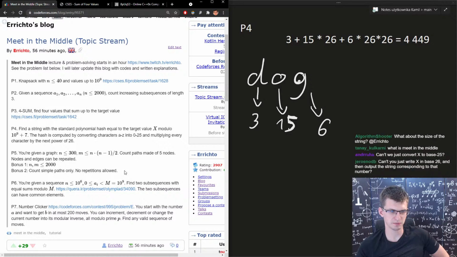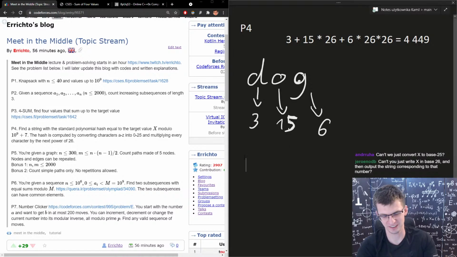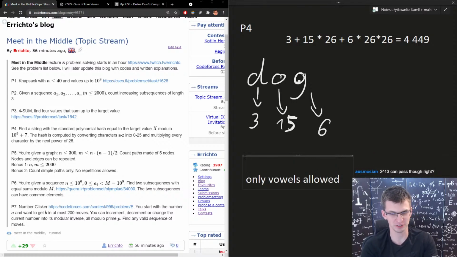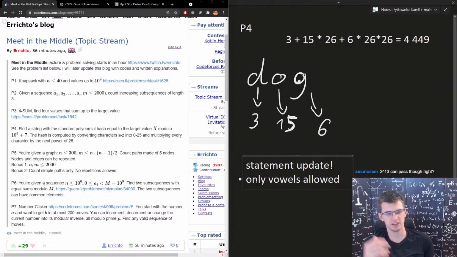Can't we just convert x to base 26? I guess you're right. Didn't think about it. Okay, then I will cheat a little bit and say only vowels allowed. So indeed, converting x to base 26 or 25 will work. To make it actually required to use what I want to use, let me change the statement: you can use only vowels or only consonants, whatever you prefer.